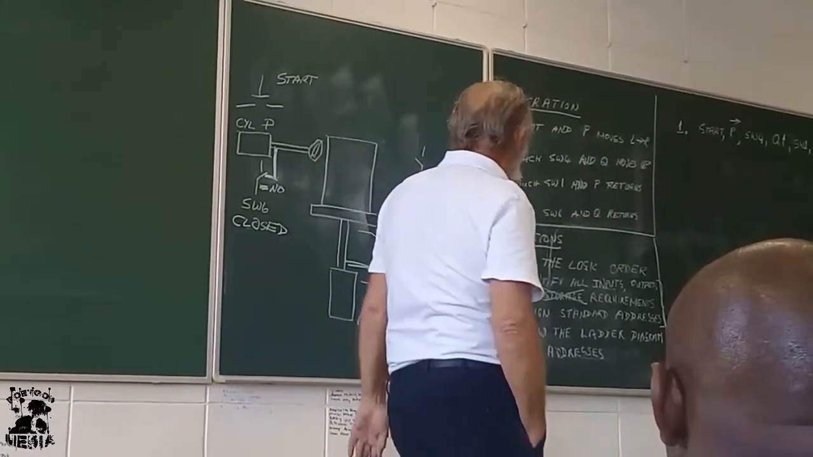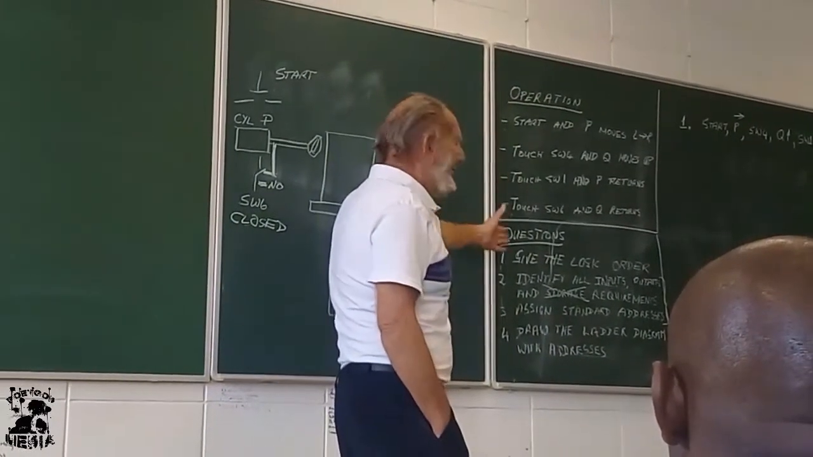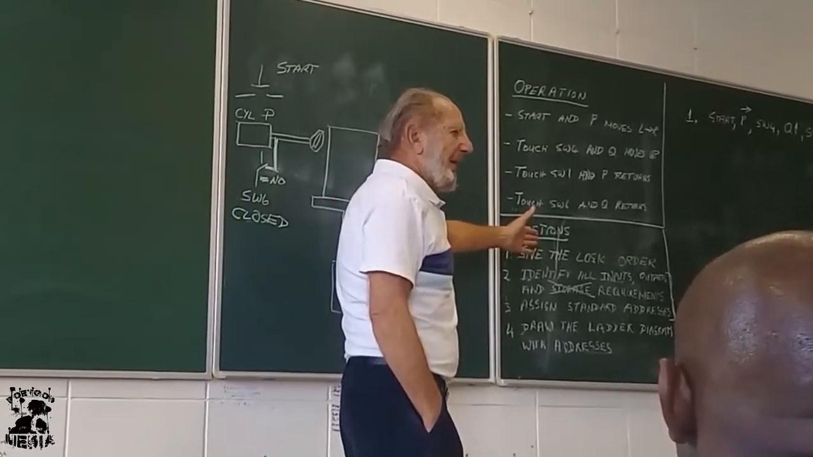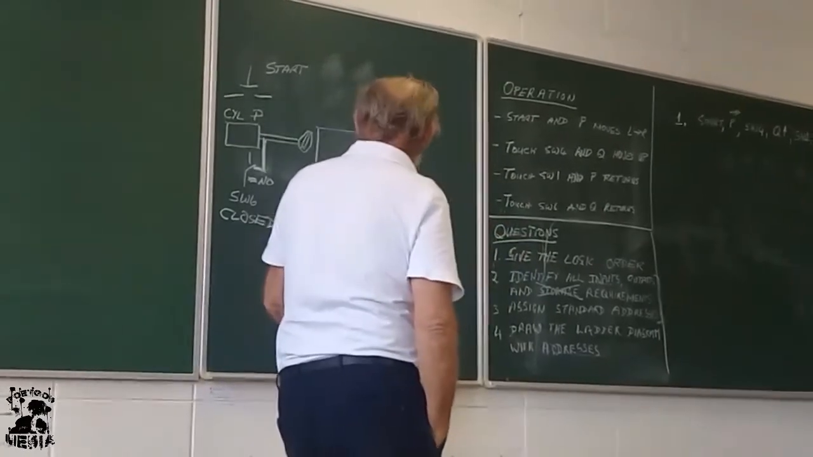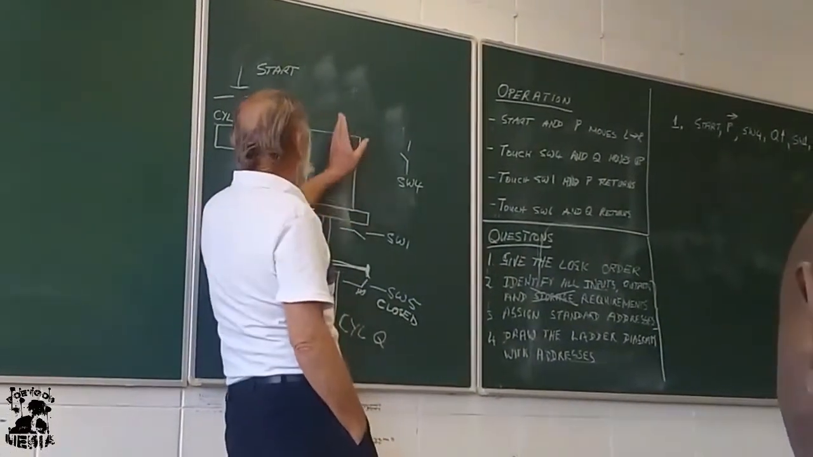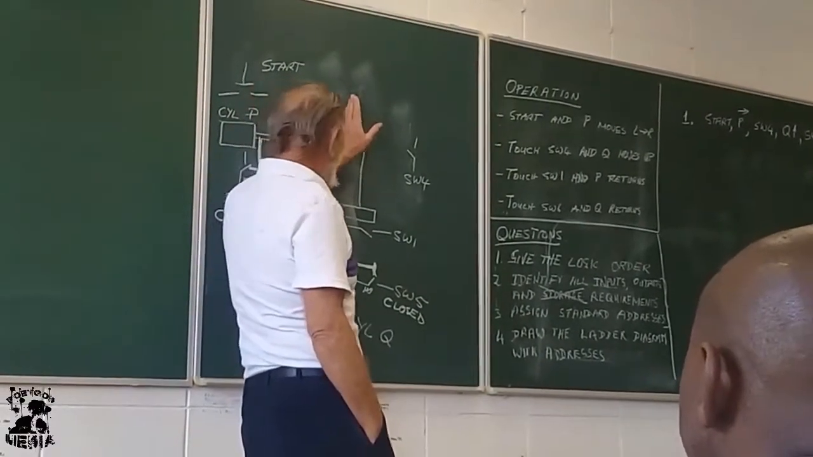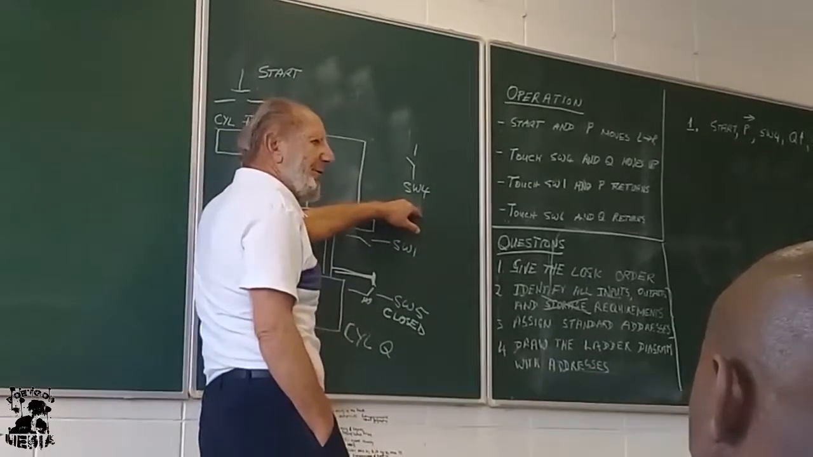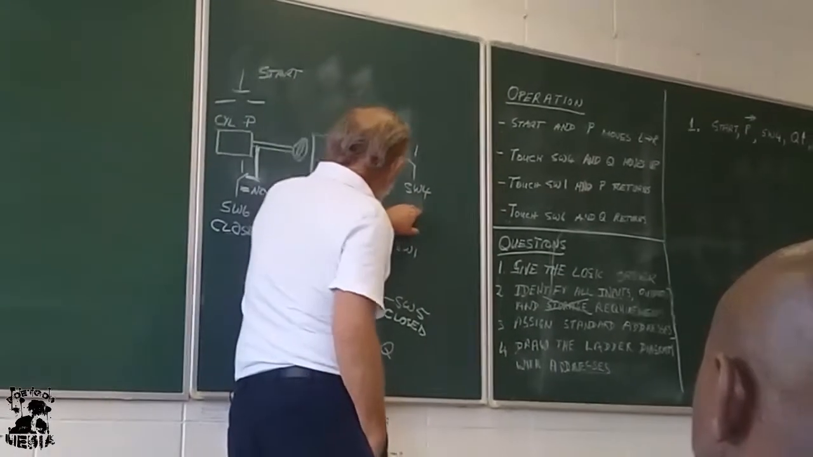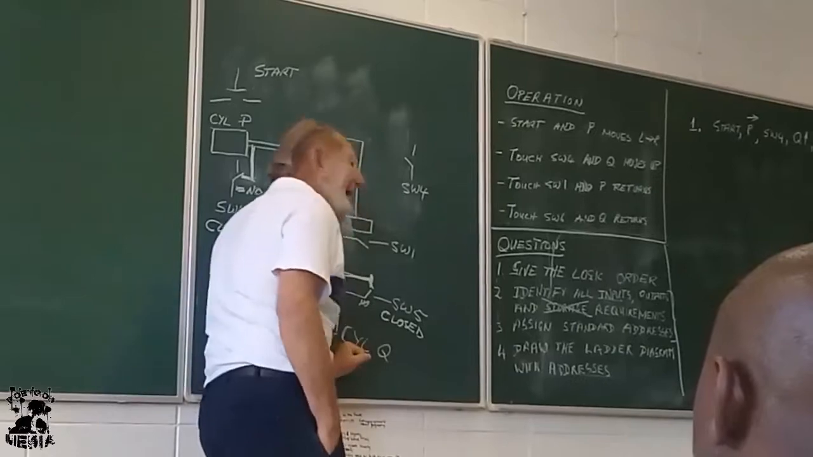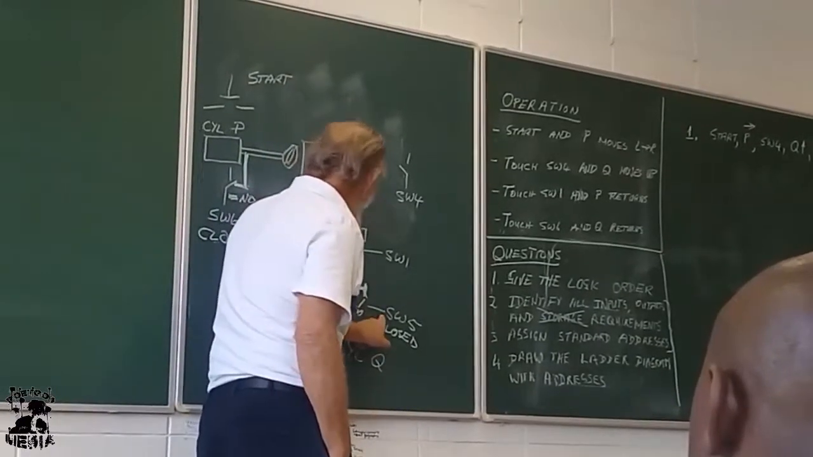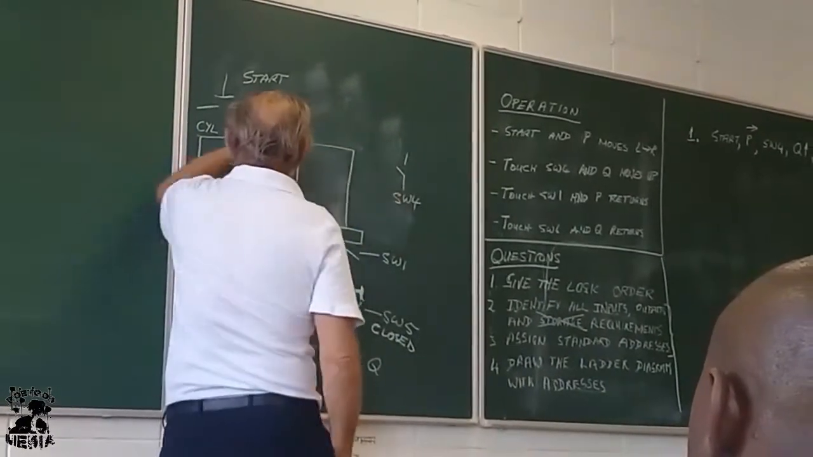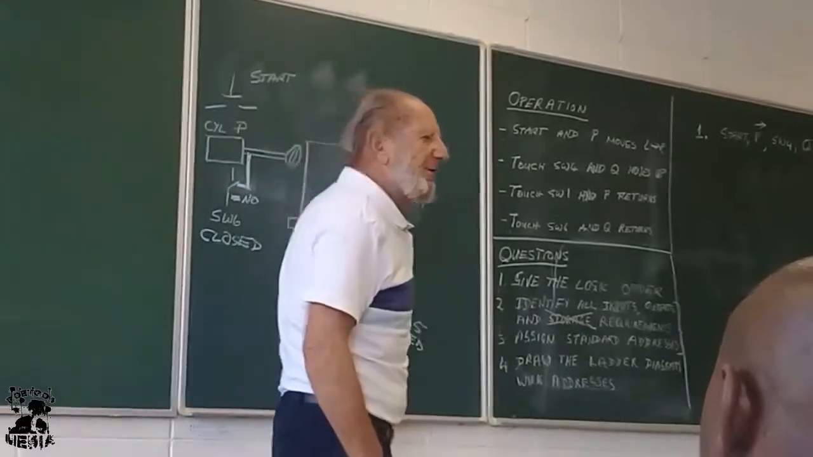Before I carry on, I could change this operation and say, when you press the start button, Q moves up. When it touches switch 1, P moves in and it first cuts the bottom groove. When it touches switch 4, Q goes back. And then when it touches switch 5, P goes back and it cuts the top groove.